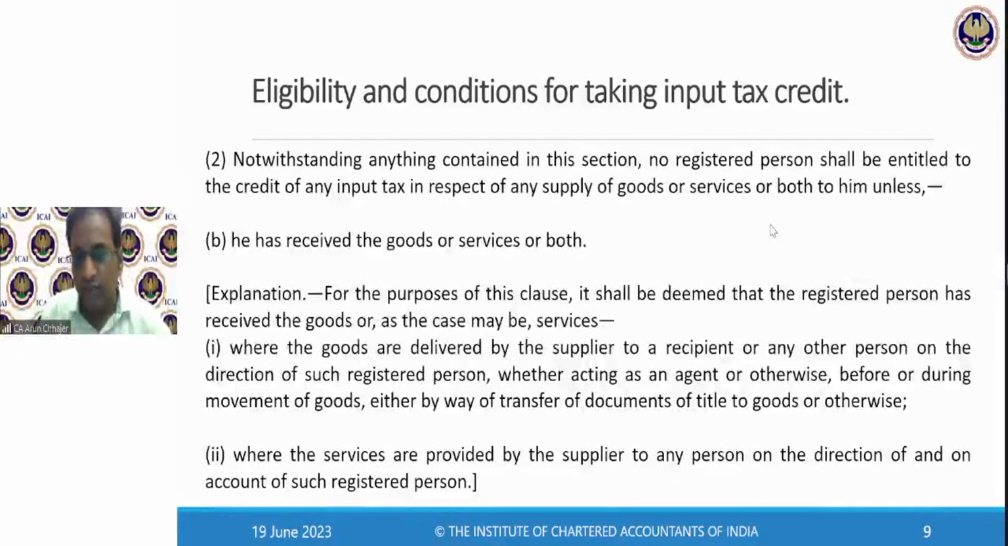Jeevan Kishore is asking how ITC works in the case where the manufacturer directly sells the goods or services to the end customer without any middleman.